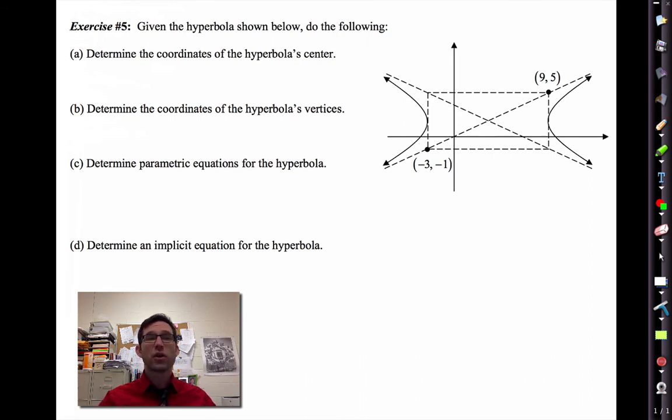Letter A says, determine the coordinates of the hyperbola's center. All right, so I'd like you to pause the video right now and figure out what the xy coordinates are of that red colored point.